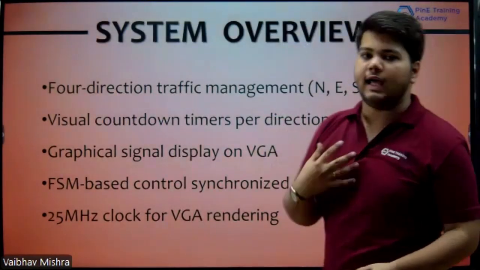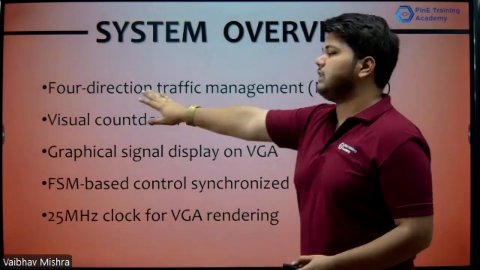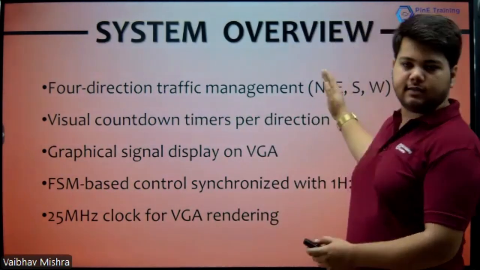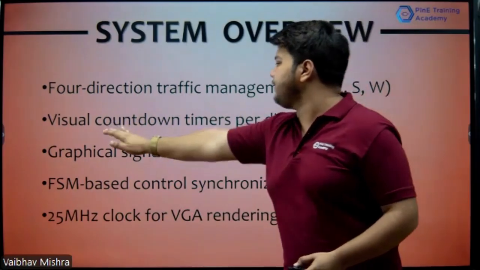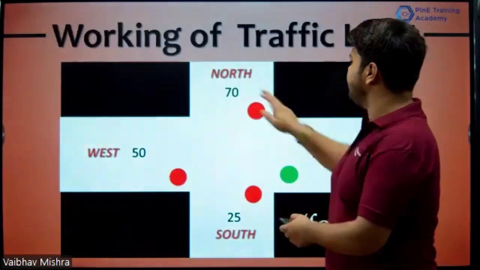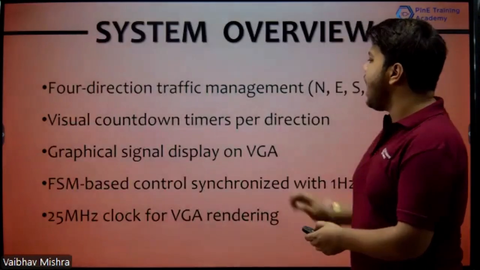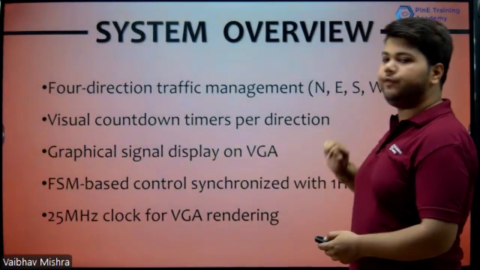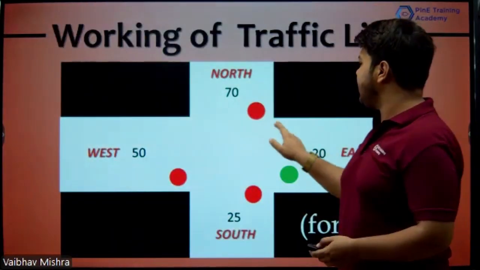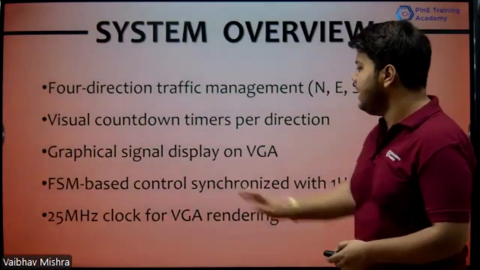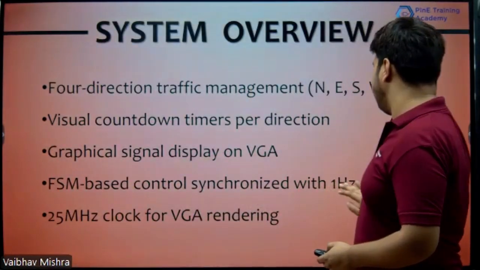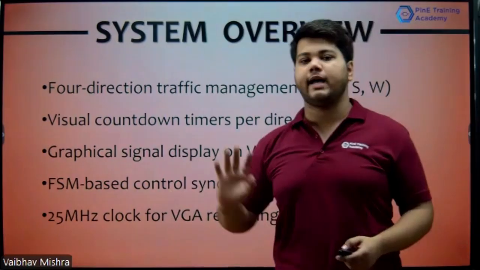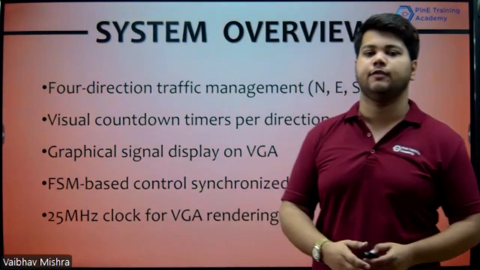Now the system overview, I'll explain really briefly. It is a four-direction traffic management, that is all these directions. Then there are visual countdown timers, as we saw. These are the timers. After that, graphical signal display on VGA, that is our lights. These are our signals. Then FSM-based control synchronized with a 1 Hz clock. FSM, my fellow teammate will be explaining what it is.